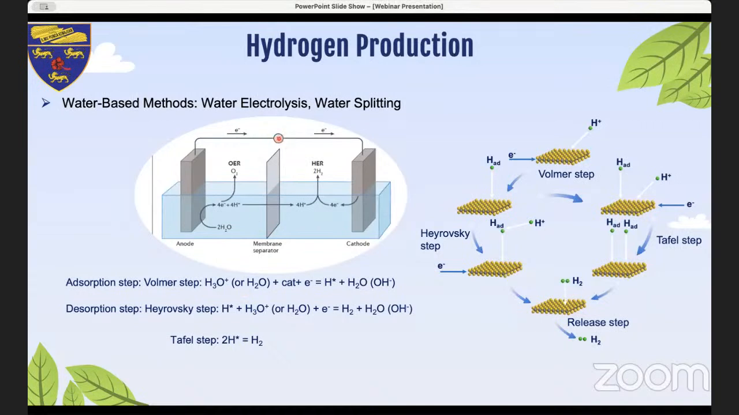Briefly, electricity excites the electrocatalyst and produces electrons. Water adsorbs on the surface of the electrode and reacts with these electrons and produces the hydrogen radical. After that, during the Heyrovsky and Tafel steps, this hydrogen radical produces hydrogen. So the reaction is very simple. This reaction can take place in both acidic and alkaline media, but the Volmer-Tafel reaction is common in acidic media, while Volmer-Heyrovsky is common in alkaline media.